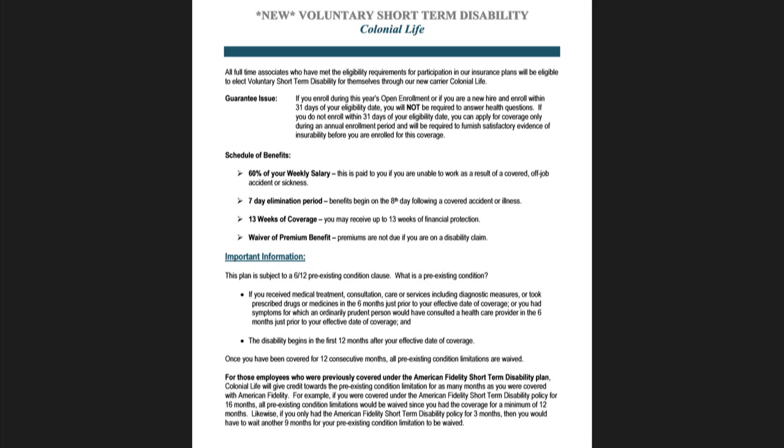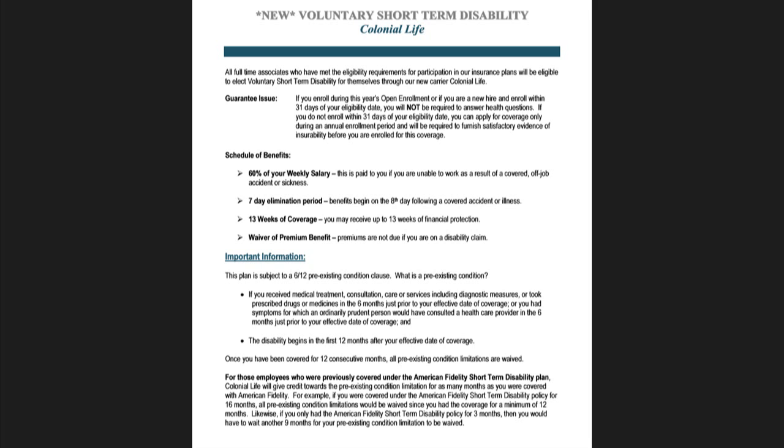If you were covered for short-term disability with American Fidelity for less than 12 months, then you will be given credit for the amount of time that you had that policy. So for instance, if you had an American Fidelity STD policy for 9 months, once you had the Colonial Life short-term disability policy for 3 additional months, then all pre-existing conditions would be waived at the end of that time. If you have any questions about this, please feel free to contact me.